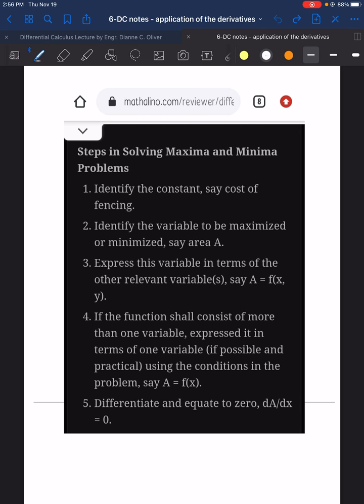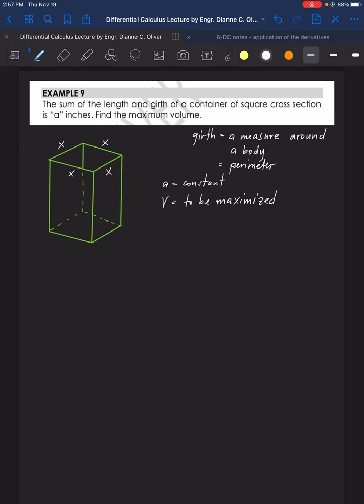Next, 3. Express the variable in terms of the other relevant variables. So V here is equal to the area of the base times height. Since the base is square, therefore this is x squared times the height. Let's say the height is y. So that is the volume, and that is the equation number 1. How about equation number 2?